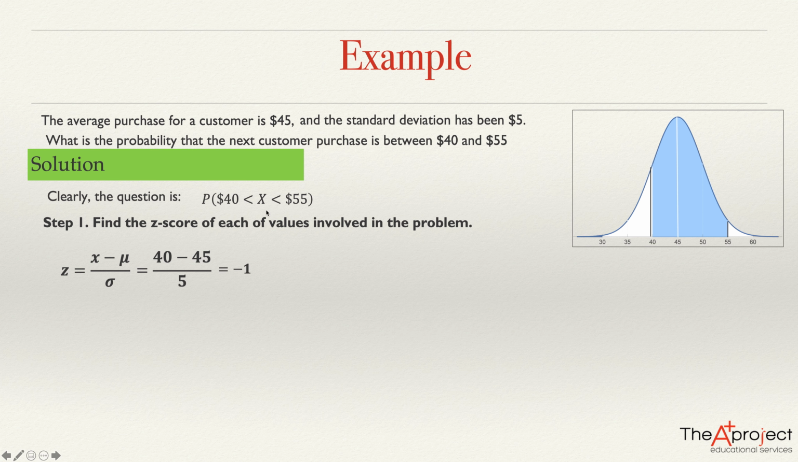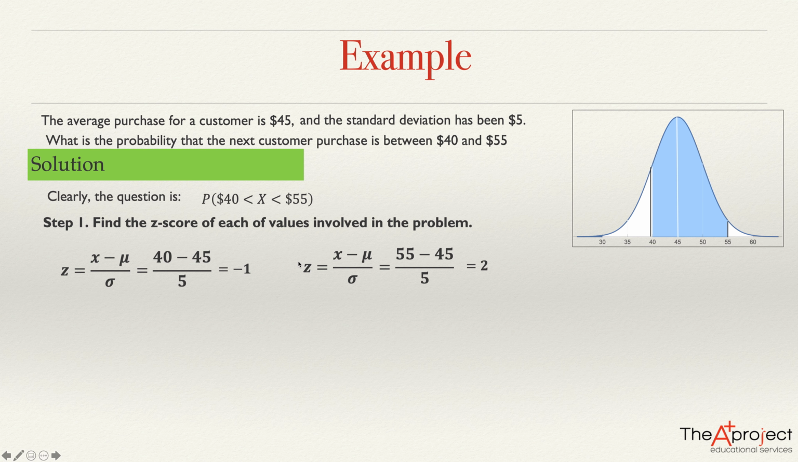Find also the value for 55, the other value. So it will be again the formula x minus mu divided by sigma, but now x equals 55, so 55 minus 45 divided by 5. And I do this and the answer is 2. So let's type here 2.